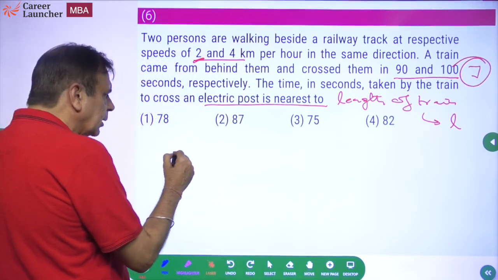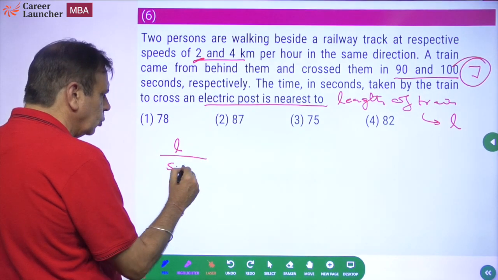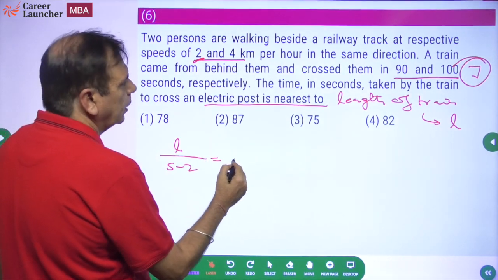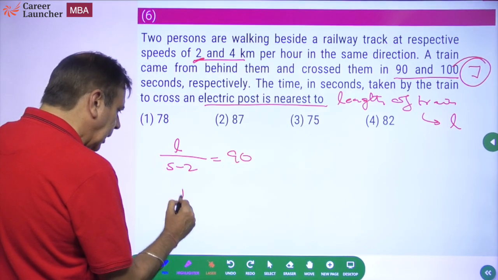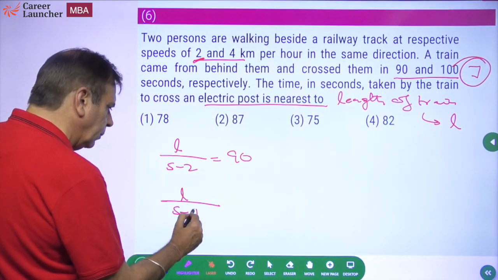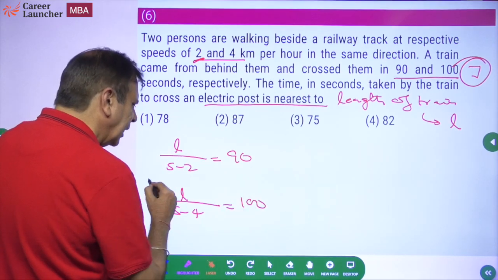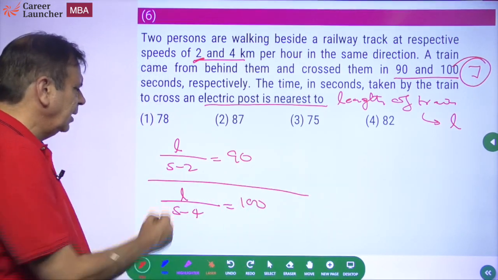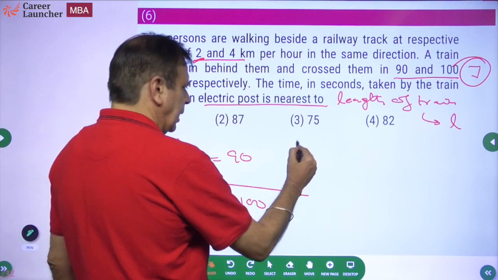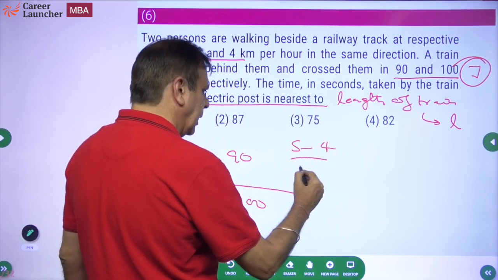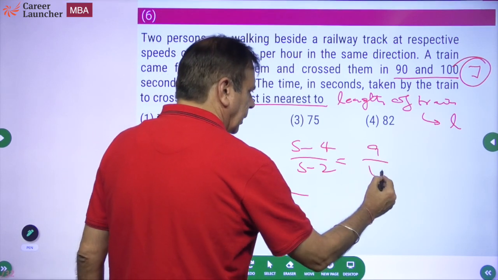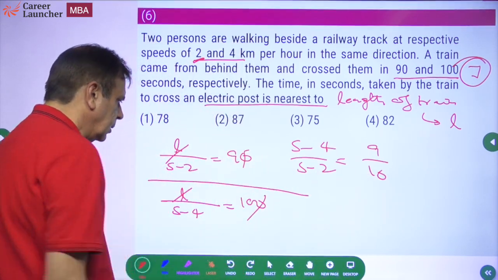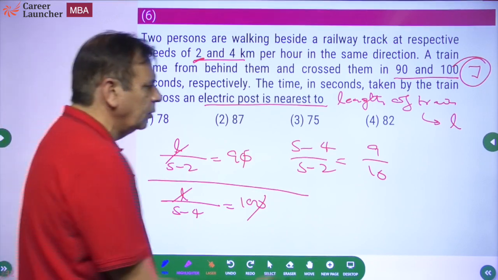So the way I would look at this is L upon S minus 2 is equal to 90 seconds, and L upon S minus 4 is equal to 100 seconds. Just divide directly. Okay. What do you get? S minus 4 upon S minus 2 is equal to 9 by 10. Right?